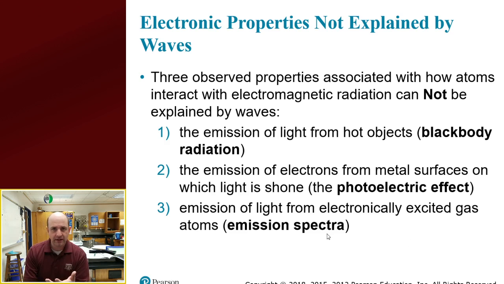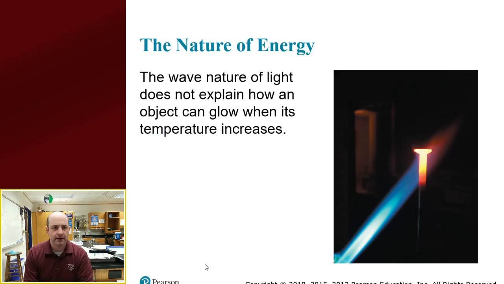And then the final one, emission spectra. If you take an atom and get it into the gas phase and you zap it with electricity, you only see certain lines of light. You don't see every color, you don't see a rainbow, you only see a little bit of light, and only at certain colors, certain wavelengths. So waves don't explain this. These can only be explained by treating light as a particle, which we're then going to look at now.